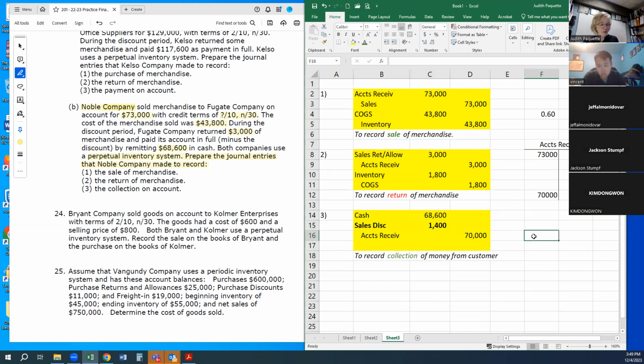Now, you can calculate it now. We can say 1,400 divided by what they owe, which was 70,000. It was a 2% discount. But the problem didn't tell you what the discount was. They just gave you the, oh, here's 68,000 we collected. You know, accounts receivable has a balance of 70,000 after the return. So the difference is sales discount.